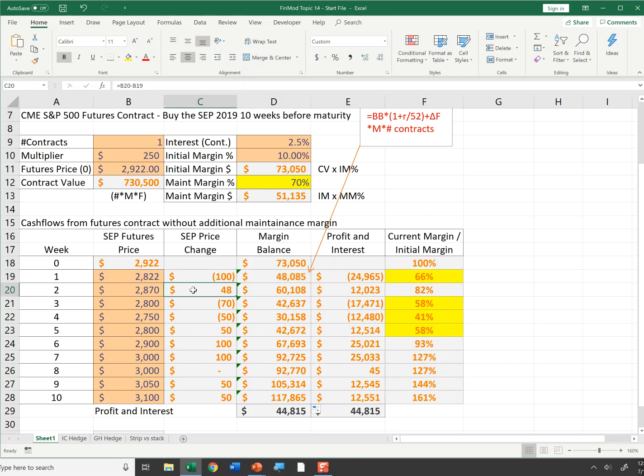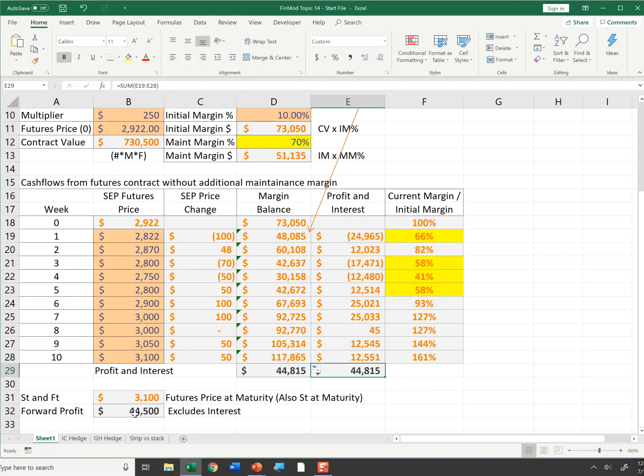Every time the futures price goes up, I'm going to gain some value. Here's the change in the balances. And every time it goes down, I'm going to lose some money. At the end, you'll see that I started with 73,050 as my initial margin. That is my security deposit. At the end, on the maturity date, I had 117,865, and that would be based on the closing price on that third Friday. The difference between where I started and where I ended is 44,815. We can consider that our profit plus interest, or I can just sum up the differences.